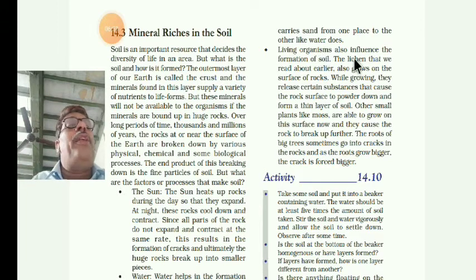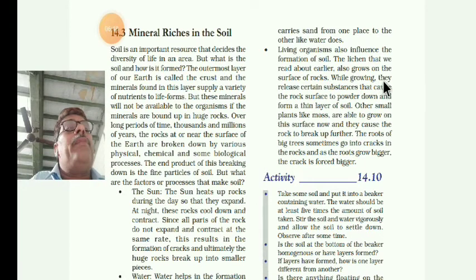Living organisms also influence the formation of soil. See, living organisms like lichen. Lichen is a composite organism that emerges from algae, and these are the living organisms, lichens, that we read about earlier. Now, they grow on the surface of the rocks.